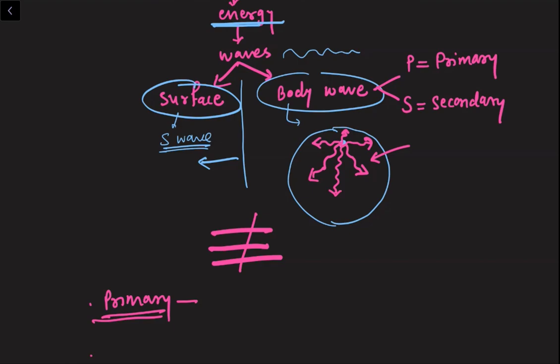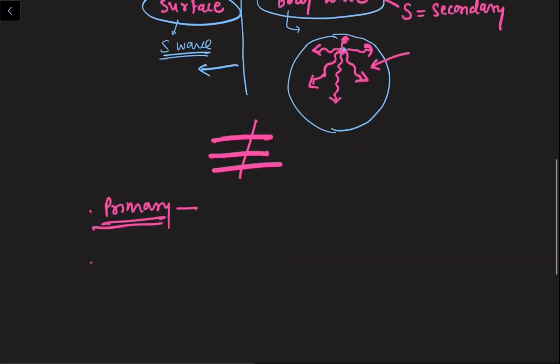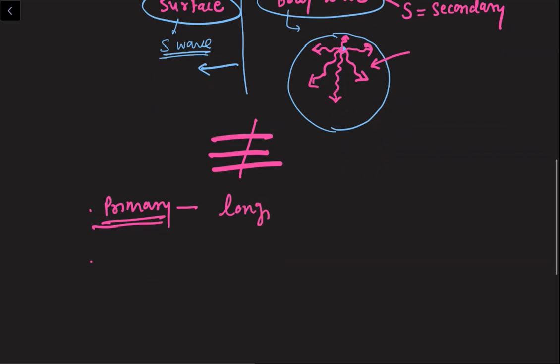Now let us see what is happening. First understand the properties of these waves. The first wave is a primary wave, the P wave that we call. P waves are also called longitudinal waves.